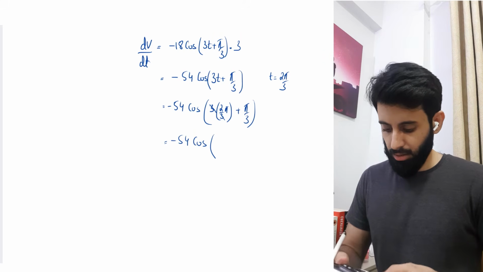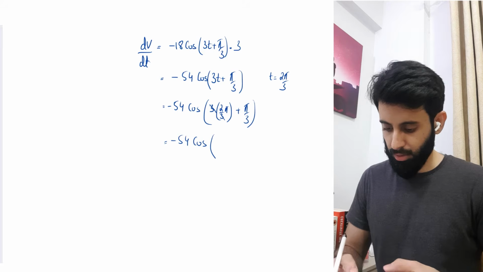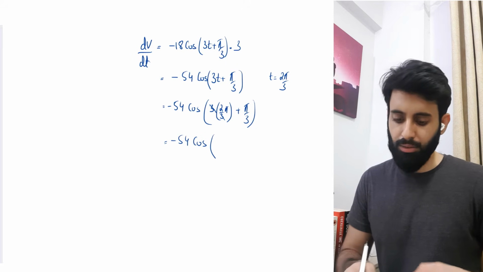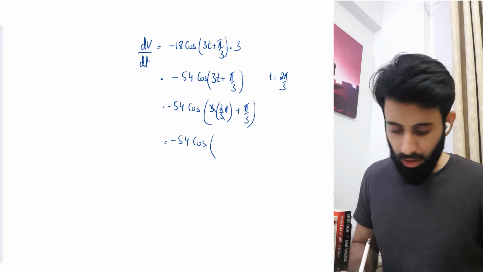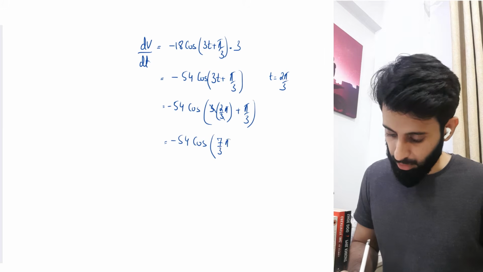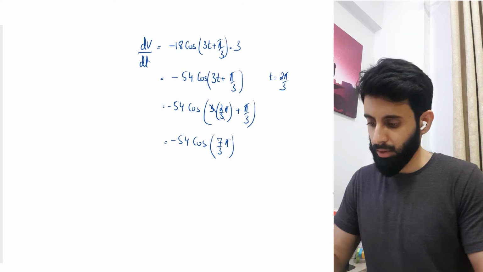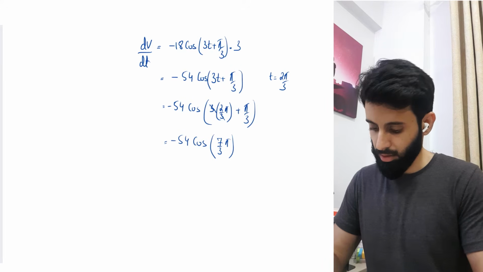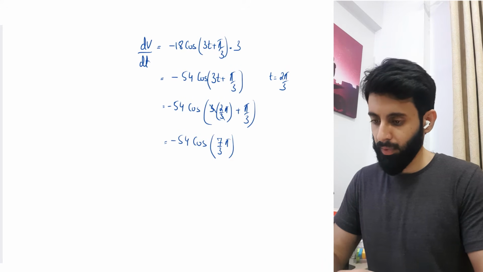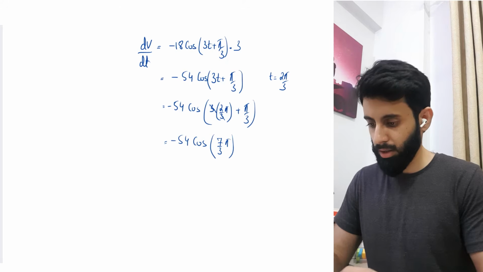So let's work this out. 2 plus 1 upon 3. So first I'm just working out the fractional value, and then I'll put pi next to it. So we're looking at 7 upon 3 pi. Okay, so now I'm going to work this out in my calculator as it is. So I'm looking at minus 54 cos of 7 pi by 3. So let's see what we have.